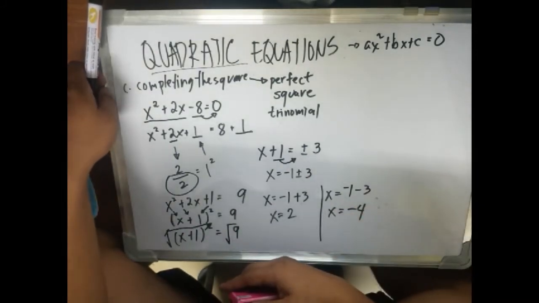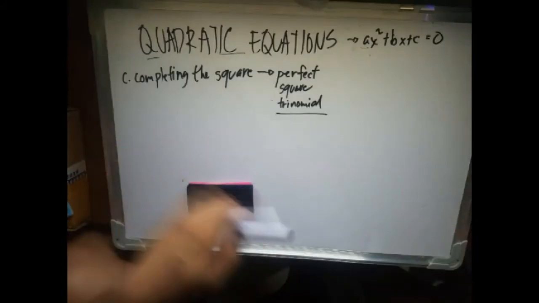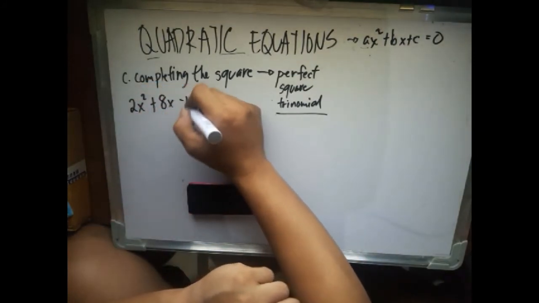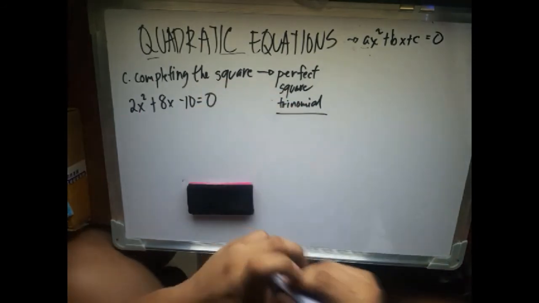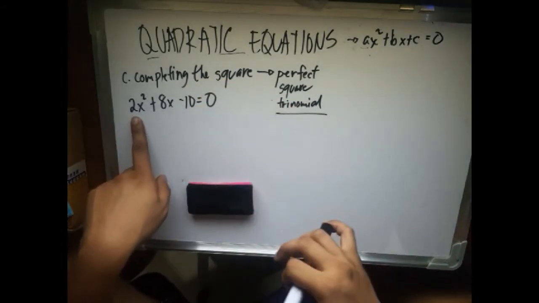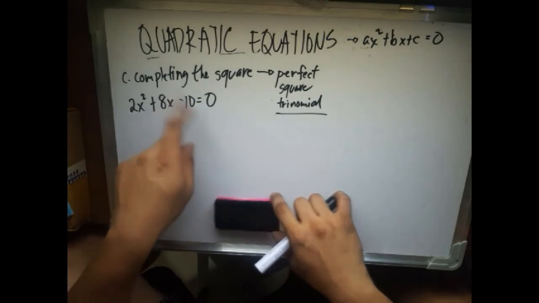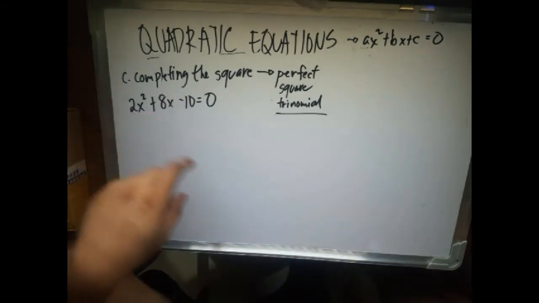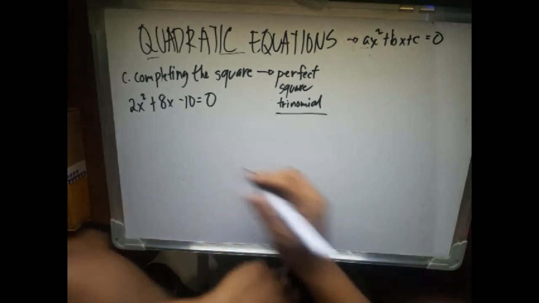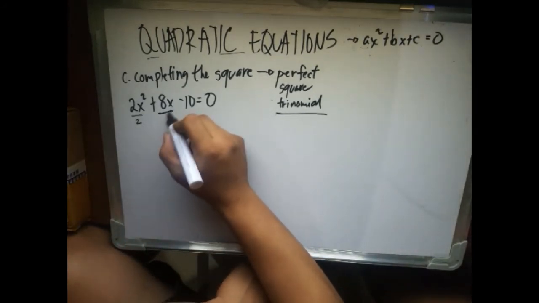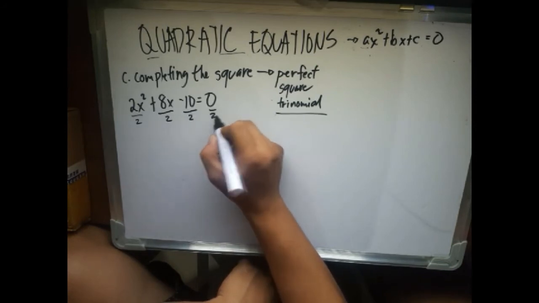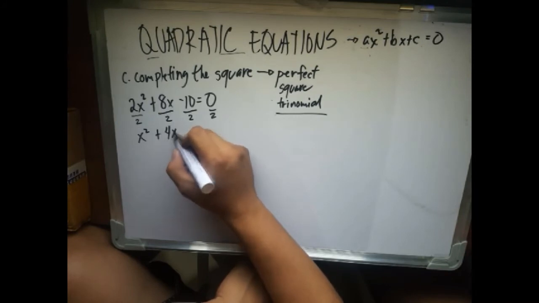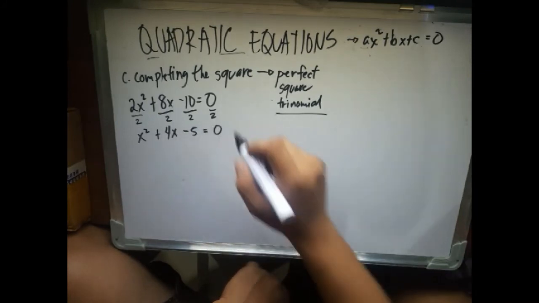Sorry, medyo maliwanag, nag-glare. Okay, so let's try another example. 2x squared plus 8x minus 10 equal to 0. Mapapansin nyo, may coefficient yung quadratic term natin, may 2. So, before we proceed with completing the square, dapat walang coefficient yung quadratic term natin or walang katabing number yung x squared. So, paano tatanggalin yung katabi ng x squared? Divide natin lahat ng terms by 2. So, this will become x squared plus 4x minus 5 equal to 0.